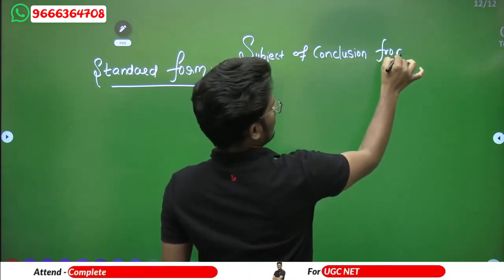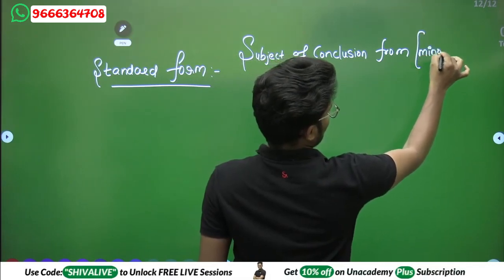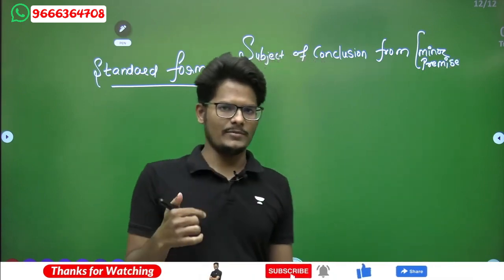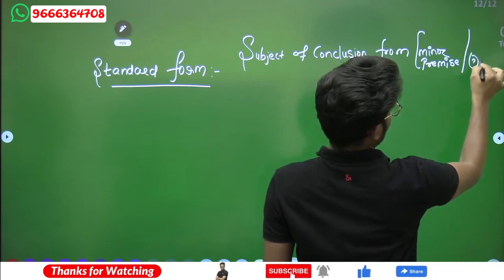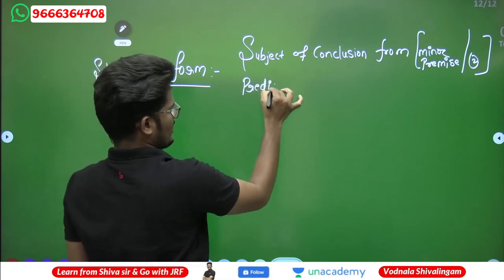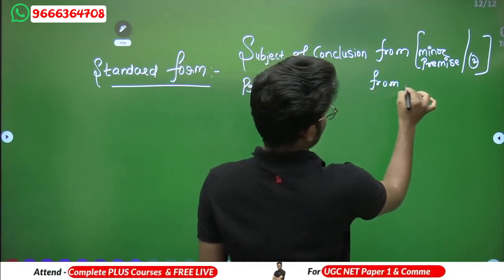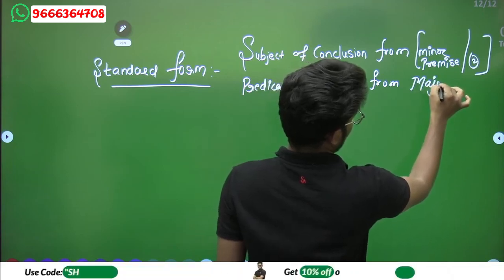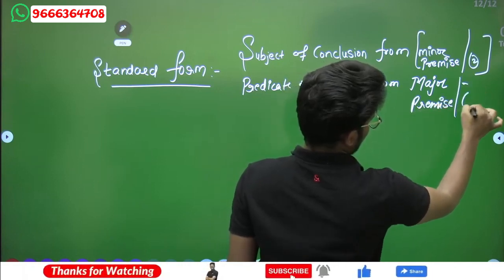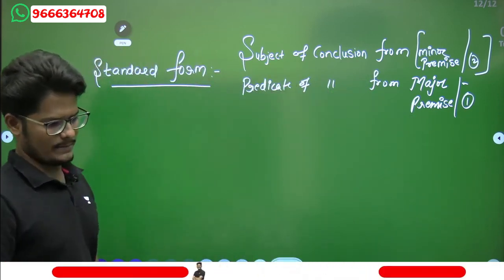From minor premise or major premise? Minor premise. The minor premise means which is premise number 1 or premise number 2? Number 2. Okay. And the predicate of the conclusion from major premise, which is number 1 statement. The predicate of the conclusion must come from the major premise, that is number 1.